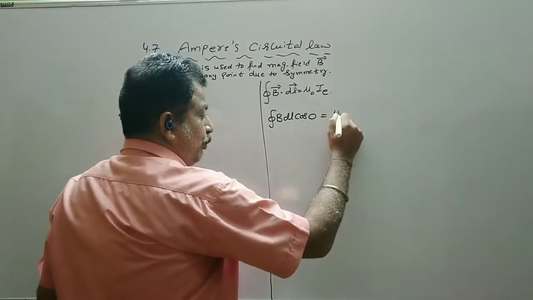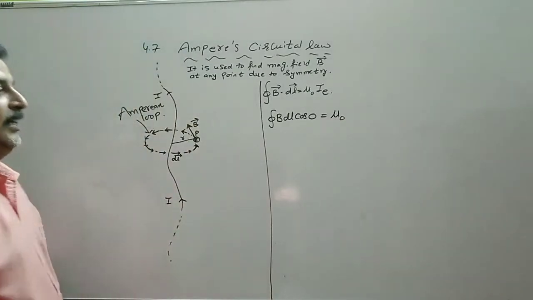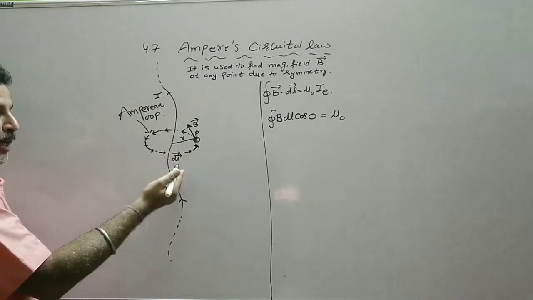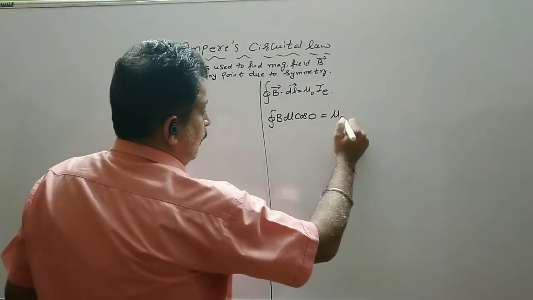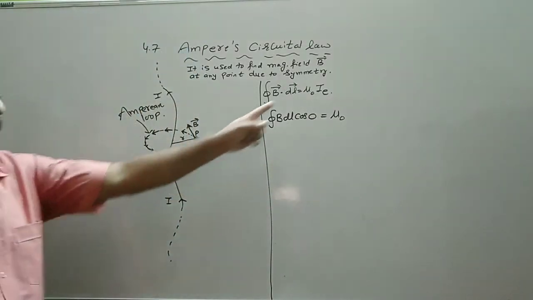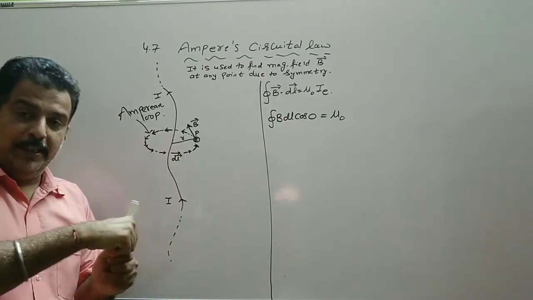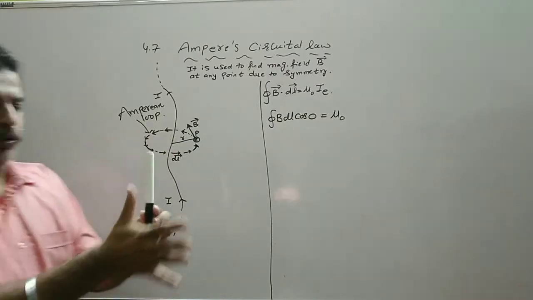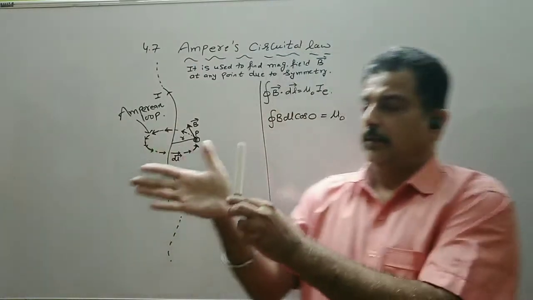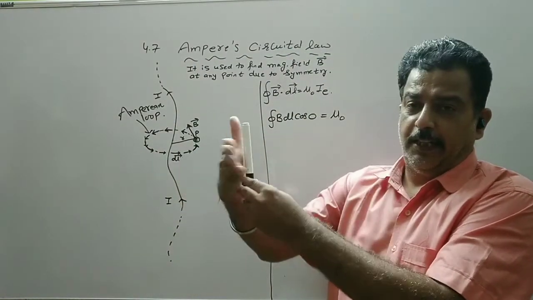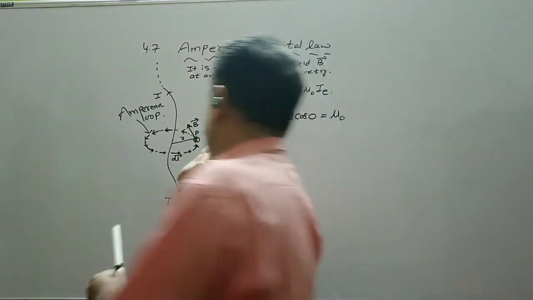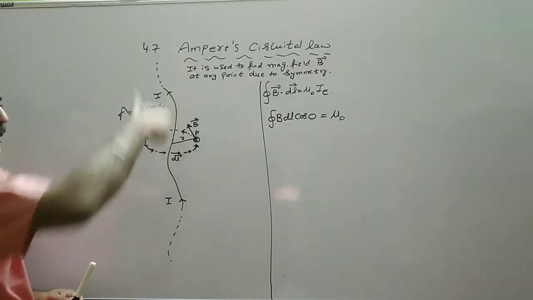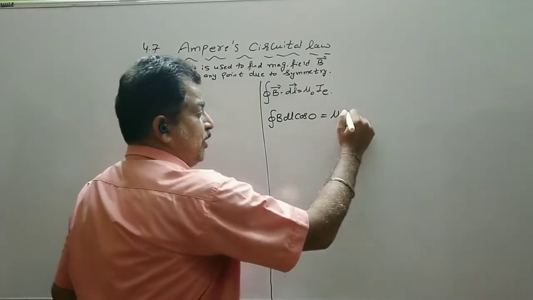Now this is equal to mu naught I_E, which means the current enclosed in the Amperian loop. Here we have only one wire, so one wire is enclosed, and again we have to see the direction. Here the dl is in anti-clockwise direction, so I will curl my fingers in anti-clockwise direction like this. The thumb is pointing upward, so current in upward direction should be taken as positive.